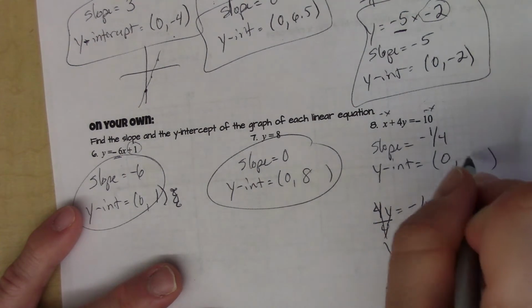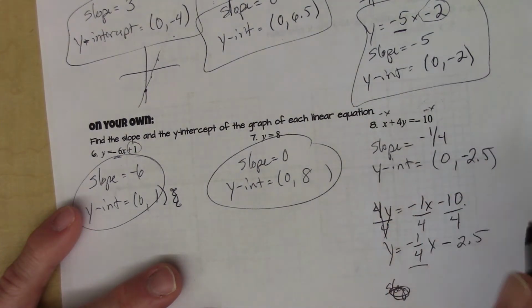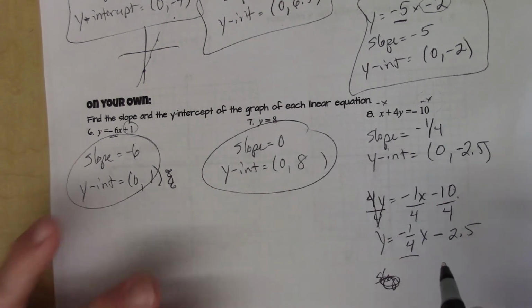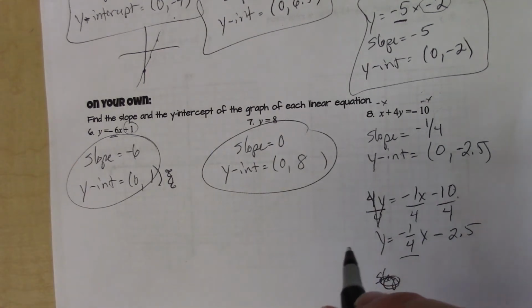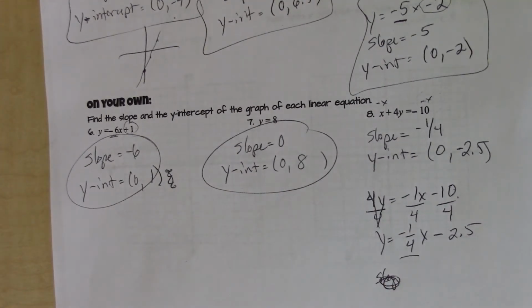And my y-intercept is just negative 2.5, right? 0, negative 2.5. That's not that bad, right? It's just solving for y, and then simplifying, okay? All right, so let's go to the next page and let's apply this, okay?